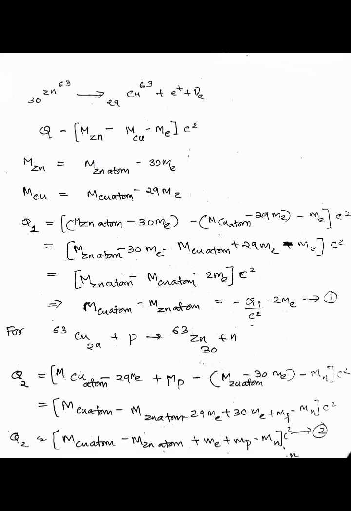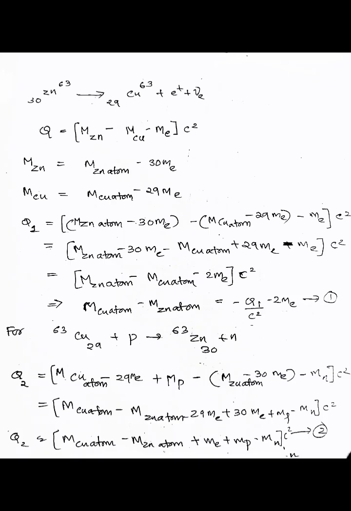substituting the value of m of Zn and m of Cu in the Q value equation, we get Q1 is equal to m of Zn atom minus 30 me minus m of Cu atom minus 29 me minus me into c square. That is m of Zn atom minus 30 me minus m of Cu atom plus 29 me minus me into c square. That is m of Zn atom minus m of Cu atom minus 2 me into c square. That is m of Cu atom minus m of Zn atom is equal to minus Q1 by c square minus 2 me. This is equation number 1.